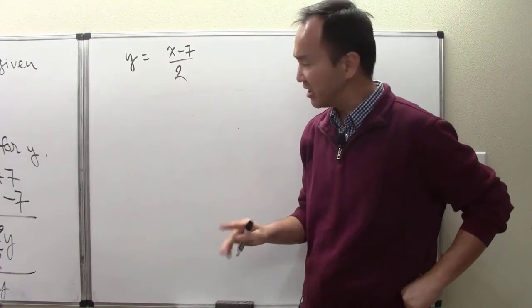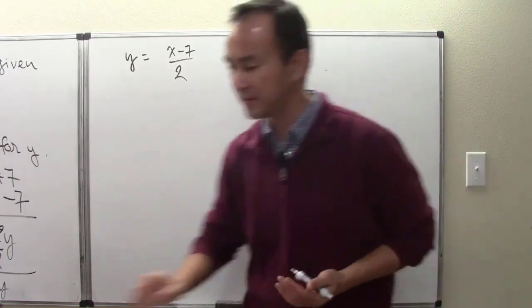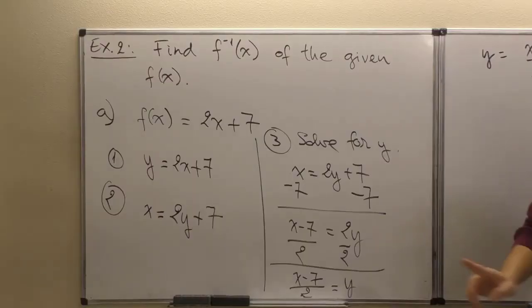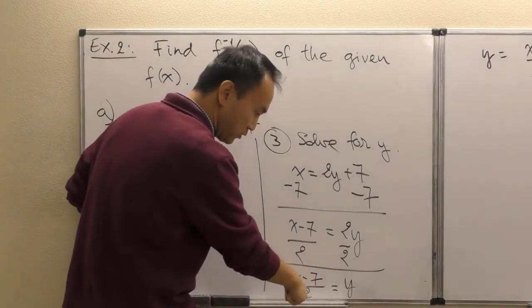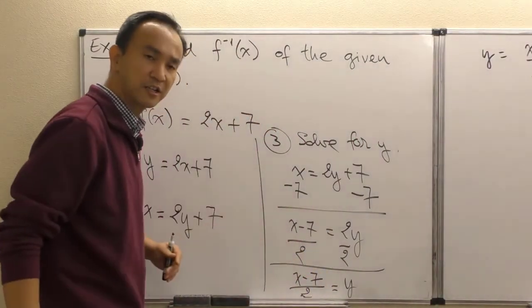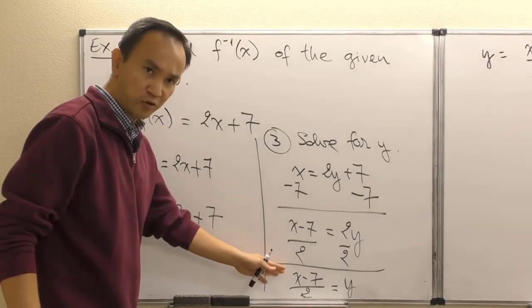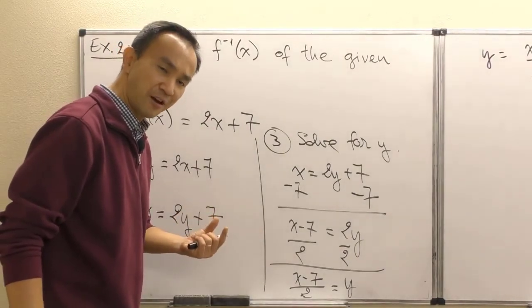It's just my style, even though you can always leave that in the other form, where it says (x minus 7) over 2 equals y. This is also already a good finishing point of your problem, solving for y. Okay?